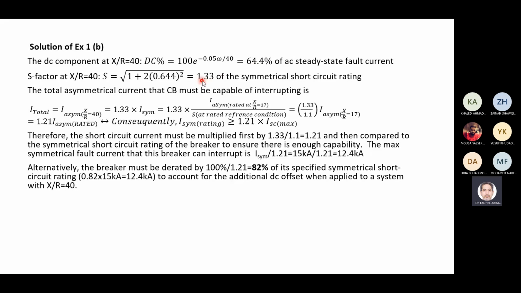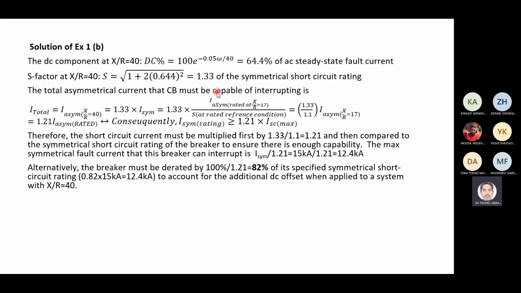فالاسيمتري فاكتور بدل ما يكون 1.1 صار 1.33. فشلون اطلع الحين الكرنت؟ يعني الفولت كرنت عند الكونتاكت بارتنج تايم بتكون أعلى من السيمتريكال كرنت 33%. يعني الدي سي بلس الاي سي بيكون 33% أعلى من الاي سي كومبوننت بروحها.